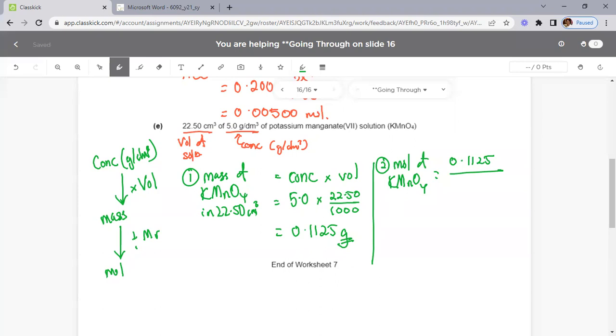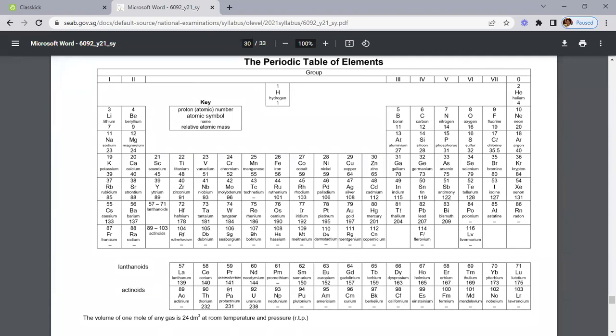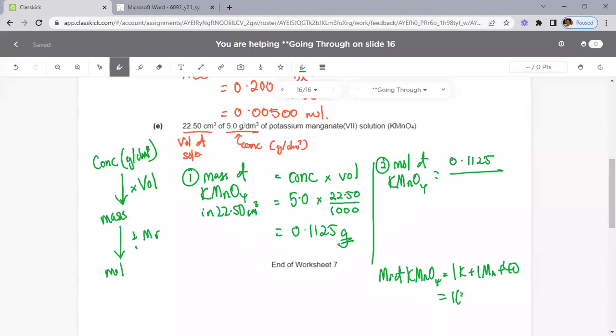The MR is actually 1 potassium plus 1 Mn plus O4. So instead of writing all my things here, I will do a side step. MR of KMnO4 equals 1K plus 1 Mn plus 4 O. I can't remember what the relative atomic mass of Mn is, so I'm going to go and find it. Manganese is 55. So 1 times 39 plus 1 times 55 plus 4 times 16. Let's punch our calculators: 39 plus 55 plus 4 times 16, you get 158.